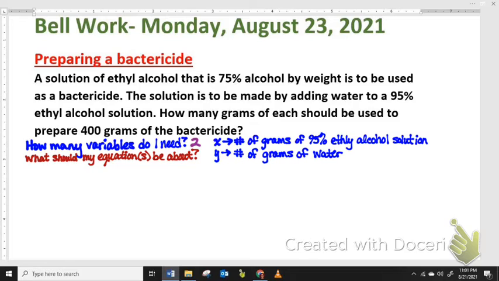Now I need to figure out my equations. How many equations do I need? 2 again. If I only have 1 variable, I usually only need 1 equation. If I'm after 2 solutions, I need 2 equations. So what should my equations be about? What do I know about what I want to end up with? 400 grams. So that would be a total amount, right? What else do I know about this?